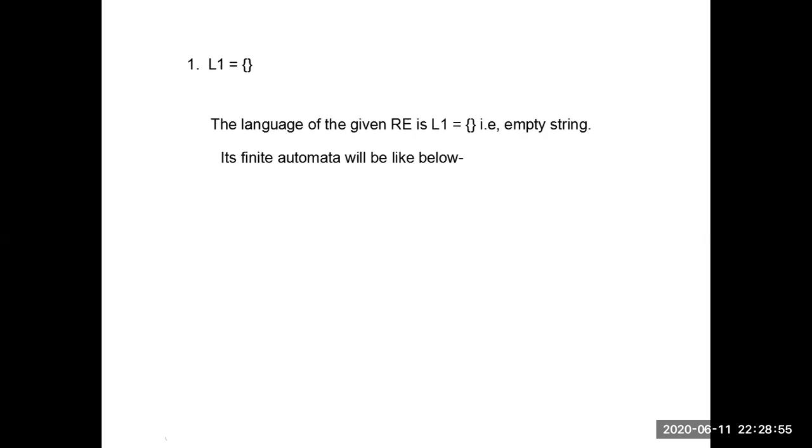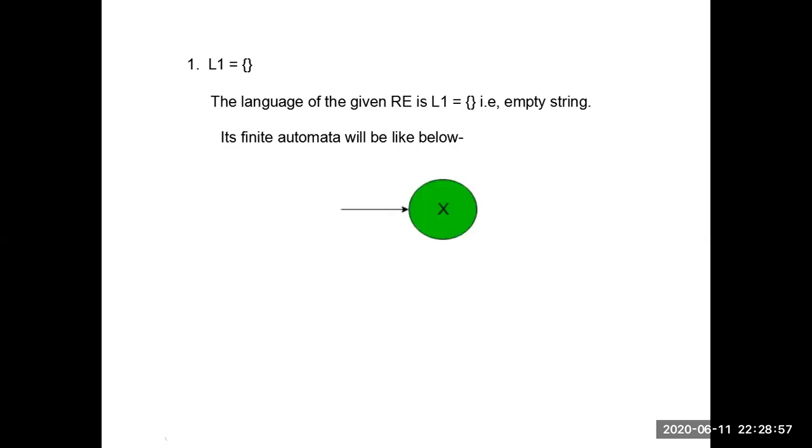But in some diagrams, since I am unable to get the Q0, Q1 diagrams, sometimes I am taking X, Y, Z like that. When we come to the empty string, since the string is empty, the initial state will become the final state. There is no movement at all. We don't have any string, so from X it is not moving anywhere, because the string is empty.